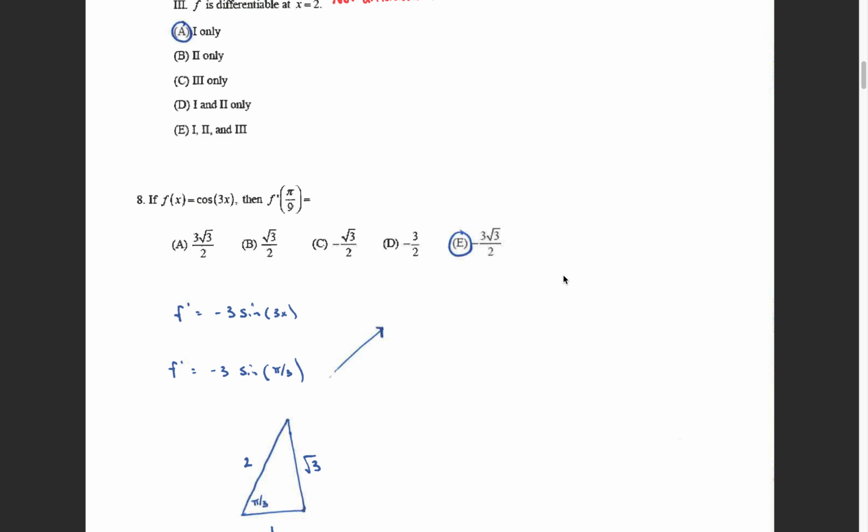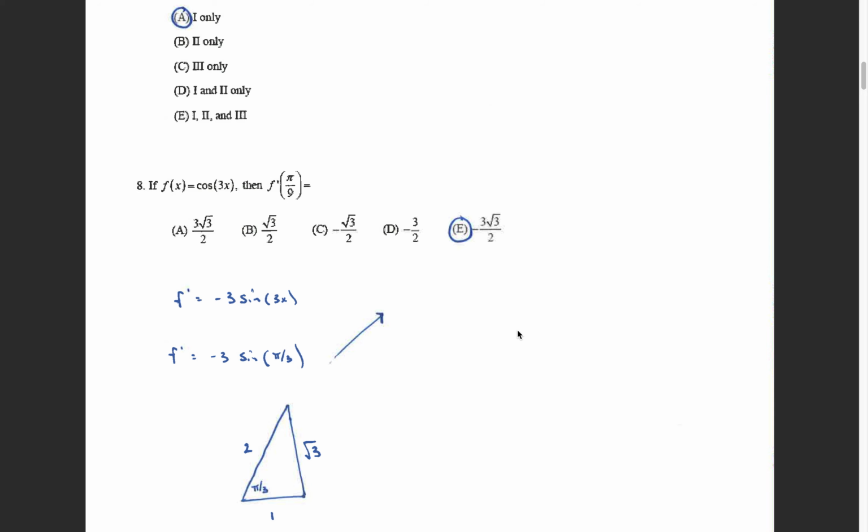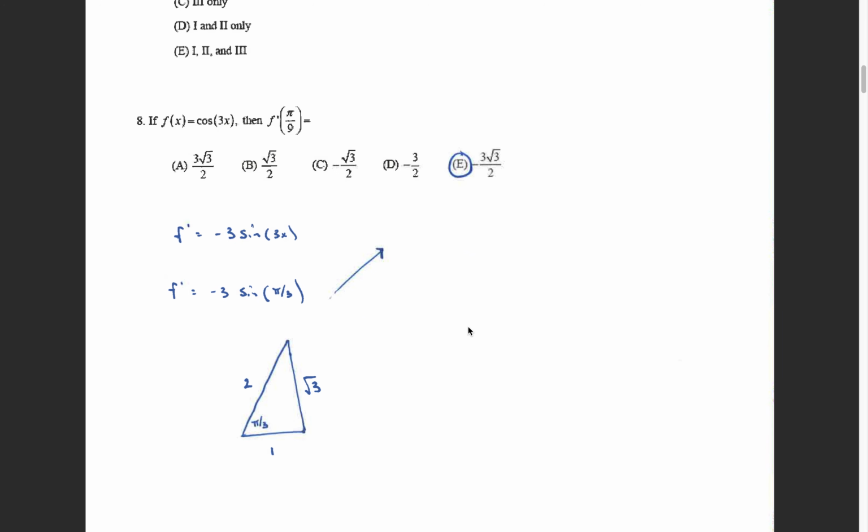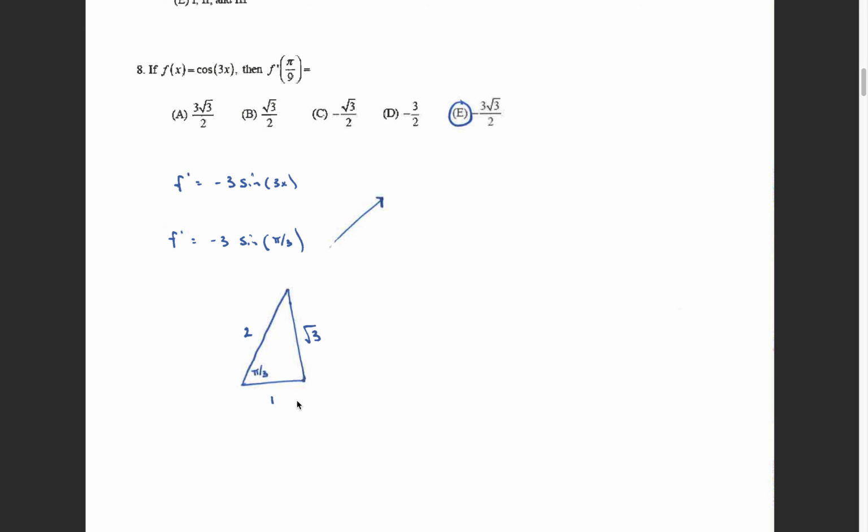So we're taking the derivative of a trig function here. The derivative of cosine is negative sine, and then the chain rule gets us that factor of 3 out in front. And then I plug in pi over 9 and do some 30, 60, 90 type triangle to get that ratio.